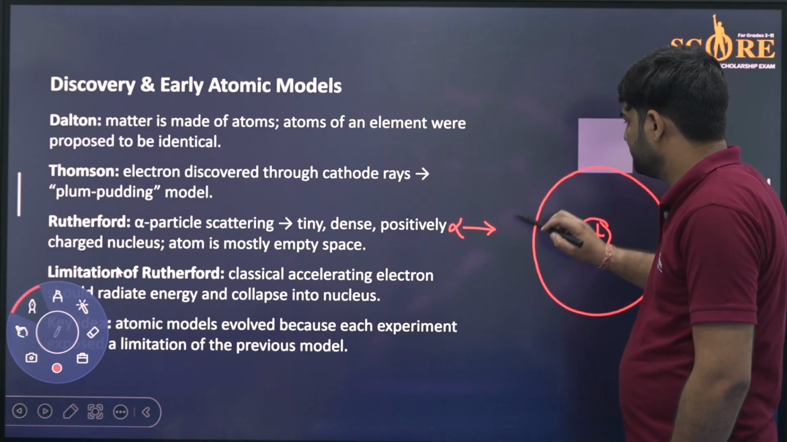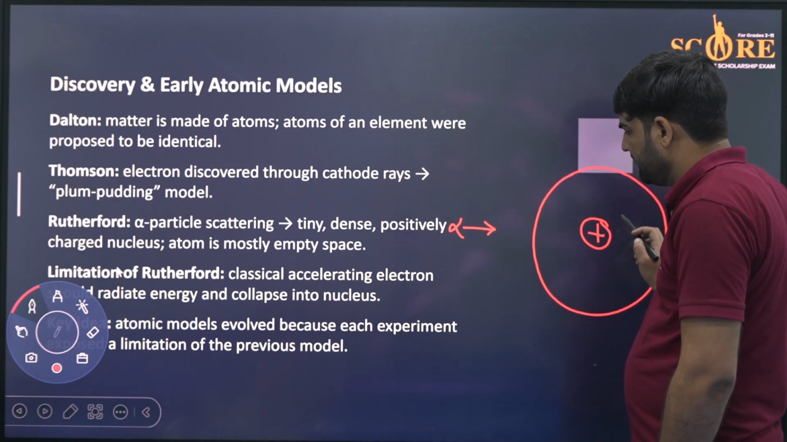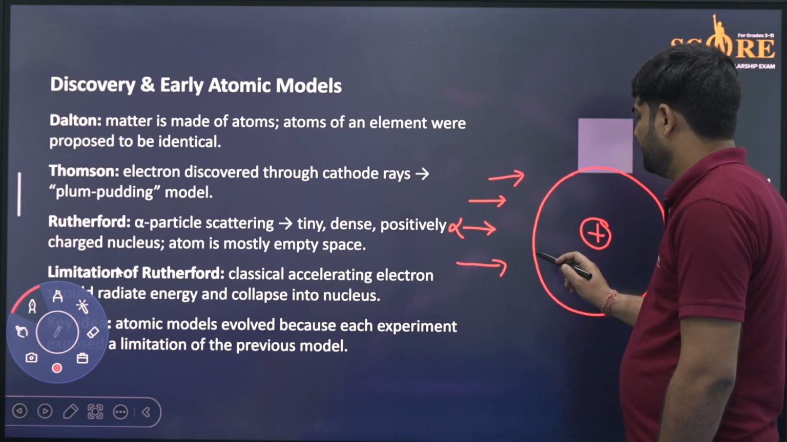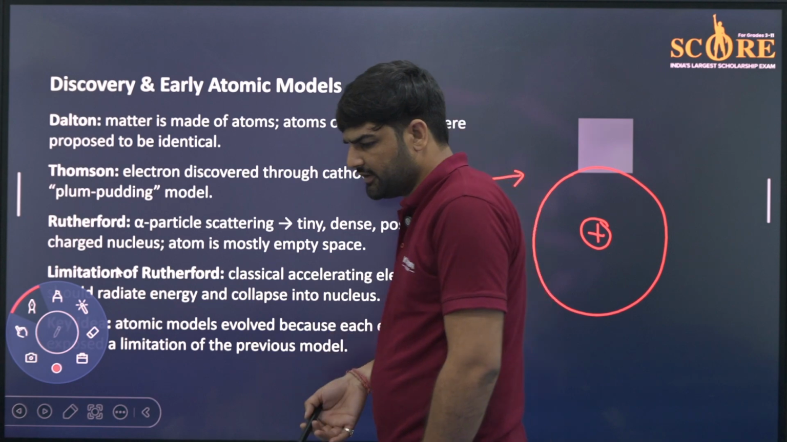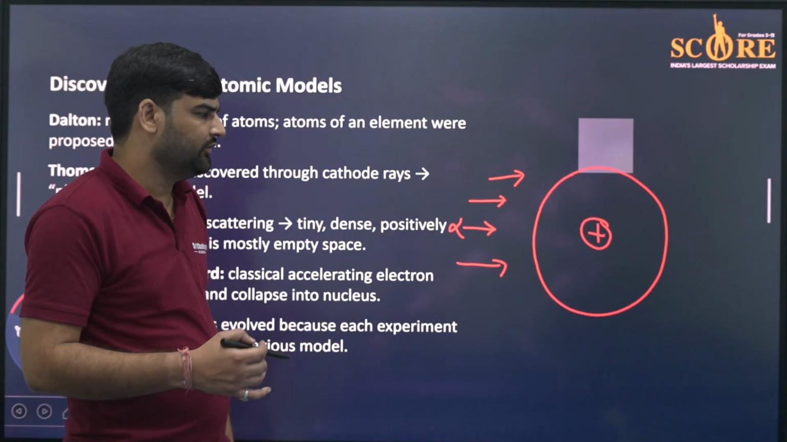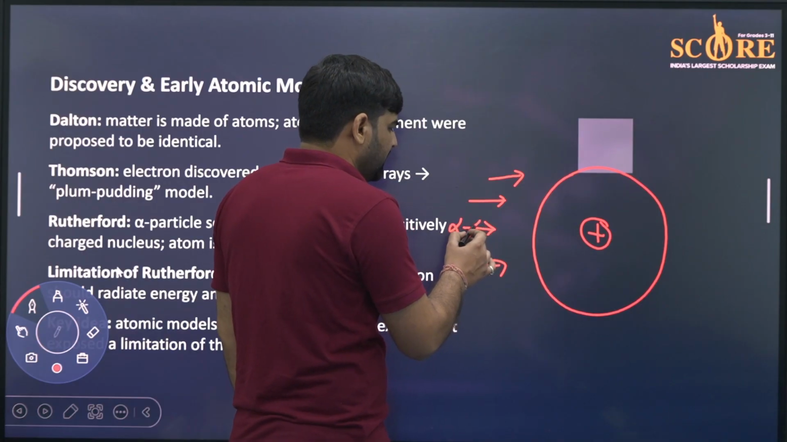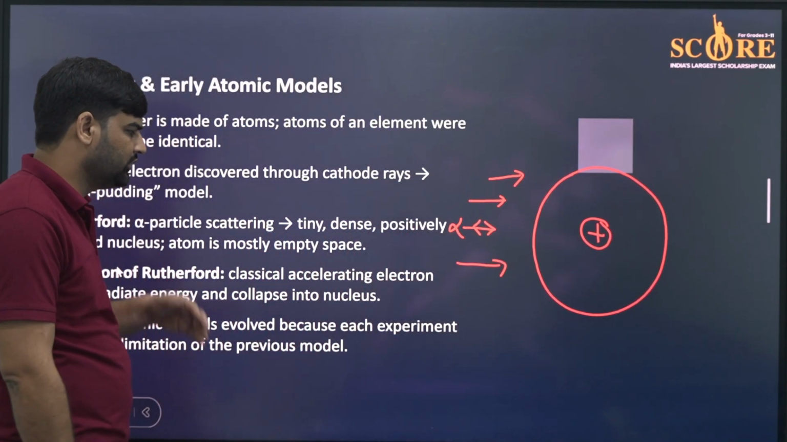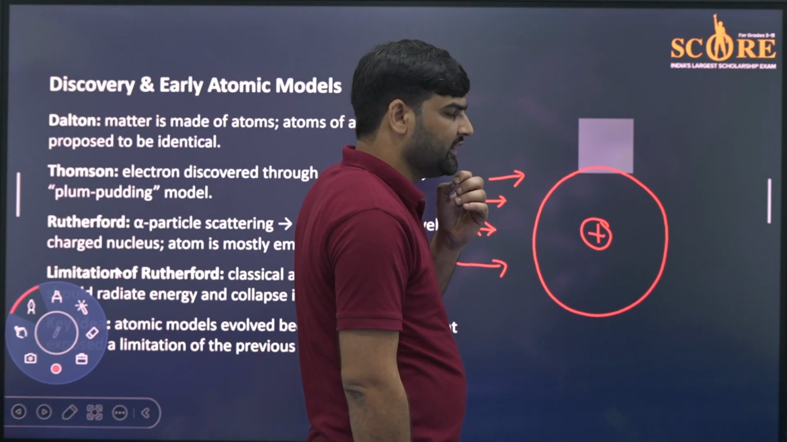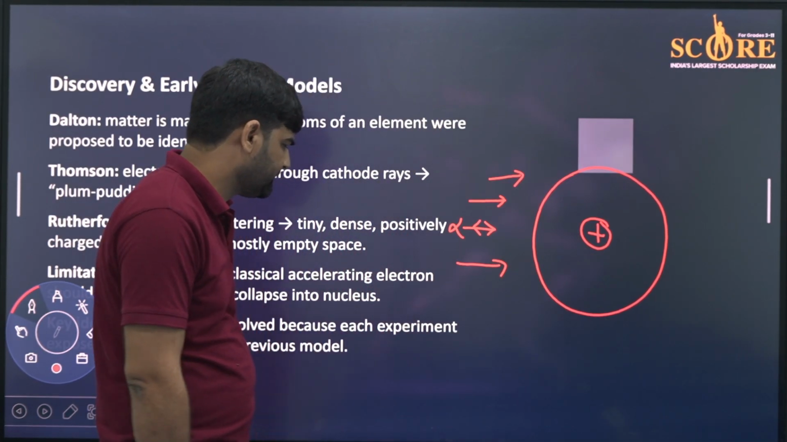pass through atom, we see that most of the alpha particles go in a straight line without any deflection, and some alpha particles deviate by some angle, and a very small number of alpha particles come back at 180 degrees. It means he concluded that a dense, positively charged material is in the atom, that is known as nucleus.